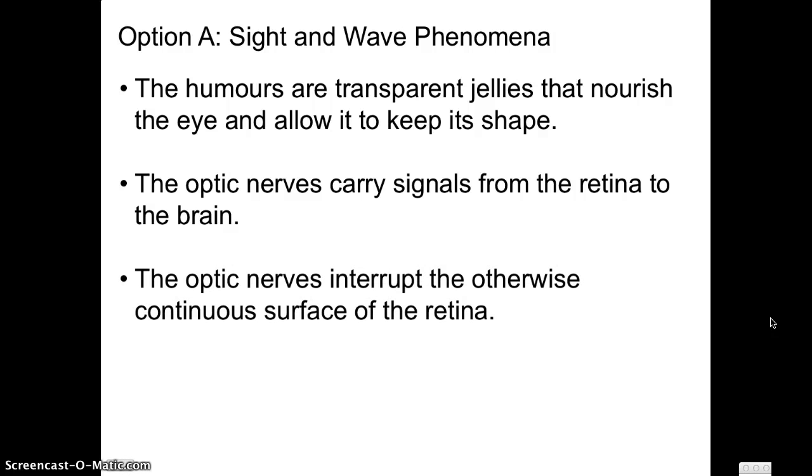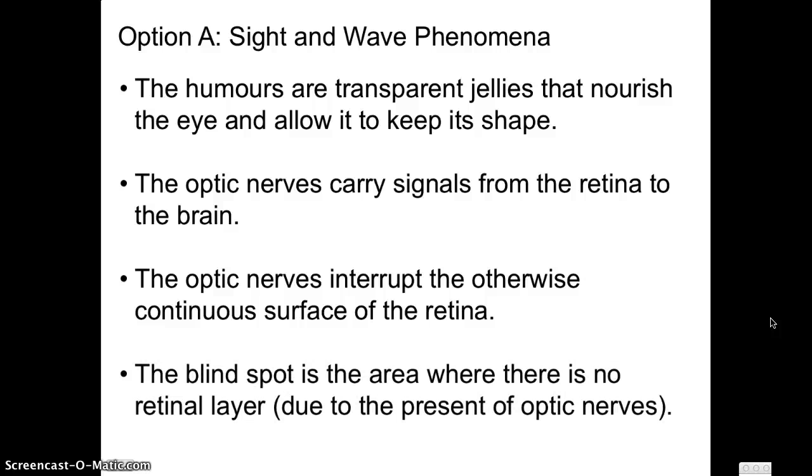And they interrupt the optic nerves. They interrupt the surface of the retina, and because there's that interruption, we can't see light that hits that part of the eye, and so we call it the blind spot.